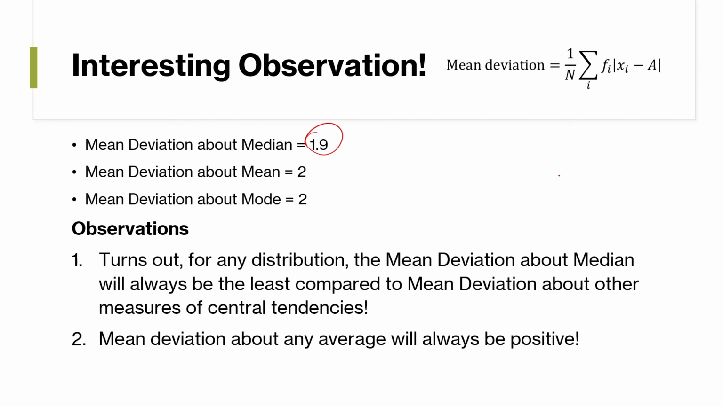The trick is in the fact that if you add positive numbers, it will always be greater than 0. Here we are adding frequency, a positive number, and the absolute value of any number is positive, so positive into positive, a sum of positive numbers, and hence this will always be positive, greater than or equal to 0. So mean deviation about any average is always non-negative.